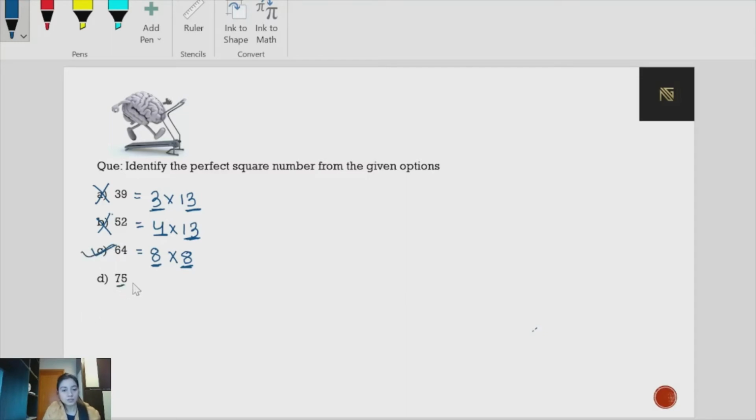Now check for 75 as well. So we will get 5 times 15. Then this 75 is also not a perfect square number. So option C is the correct option, is our answer. Clear?